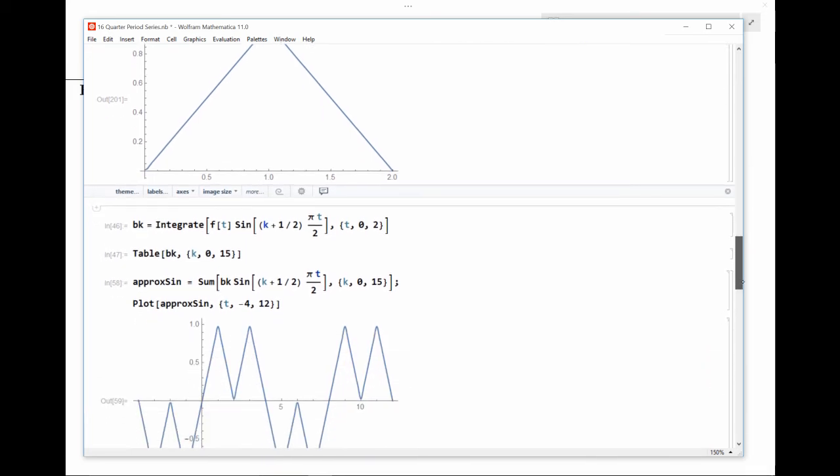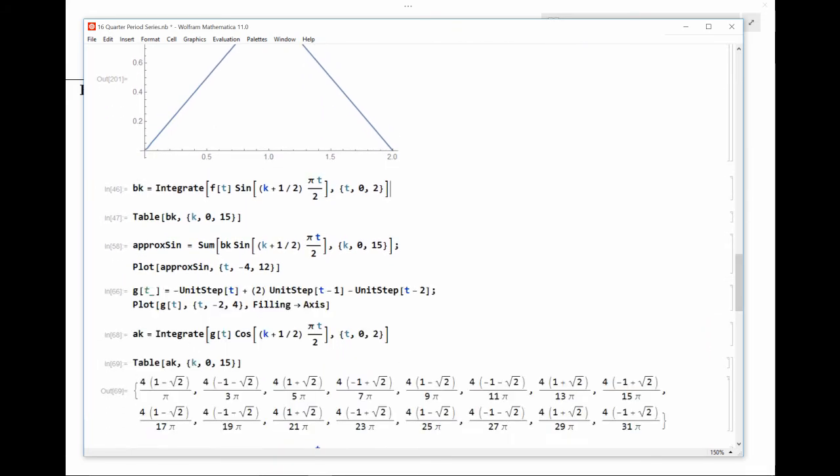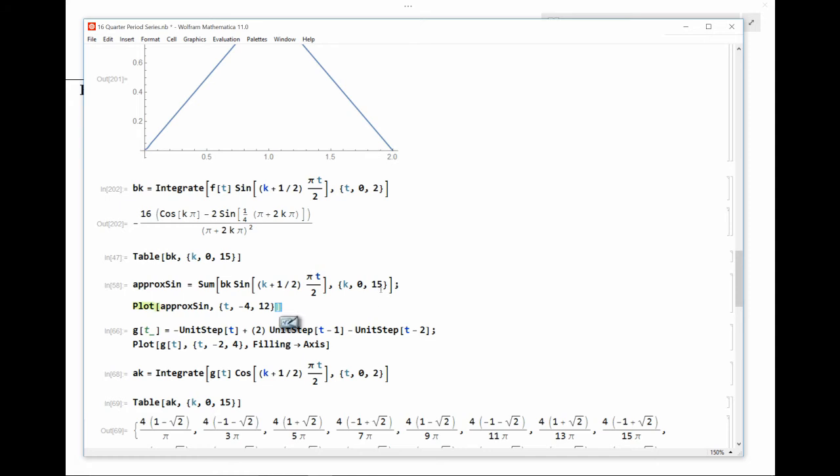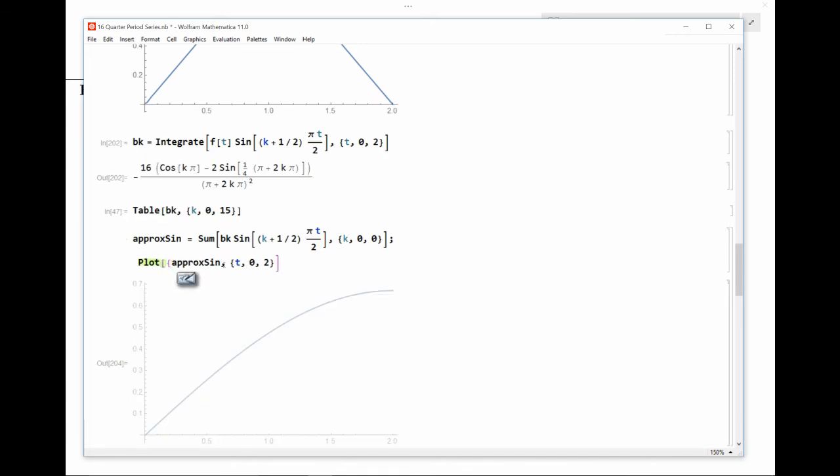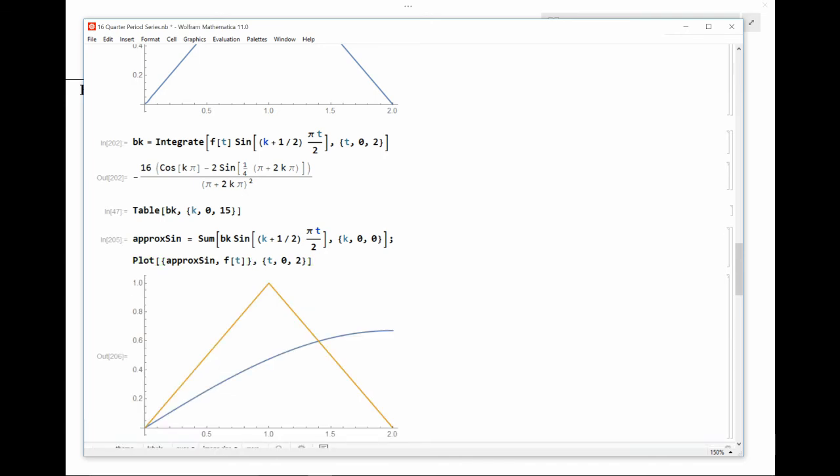So let's look at the sine series. How does the sine series do? So I'm going to compute the coefficients bk, and compute an approximation with a few terms. And again, let's overlay the function f of t just to see how close this approximation is to the function it tries to approximate. Not very good, but again, if I start adding terms, I'll get convergence.